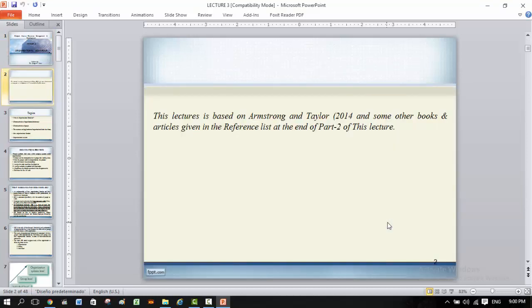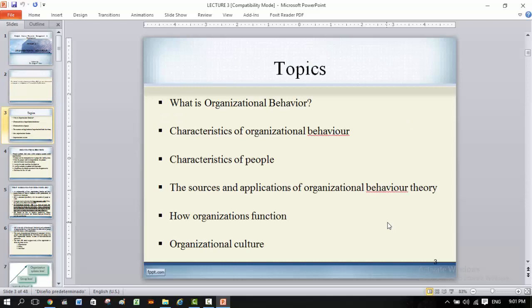This lecture is based on the Armstrong and Taylor 2014 book, some other books and articles which have been given in the reference list at the end of part 2 of this lecture. Dear students, in this lecture we will discuss the following topics. The first topic will be organizational behavior, where we will define what organizational behavior is and how it has been defined by different authors.